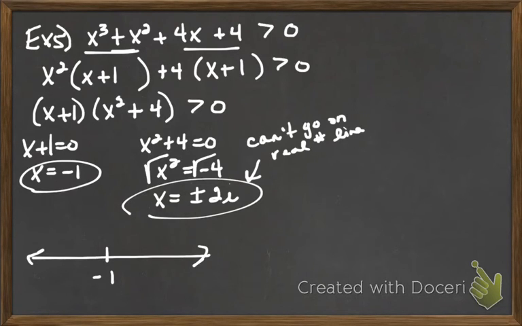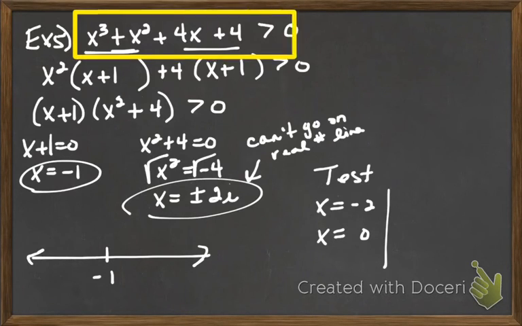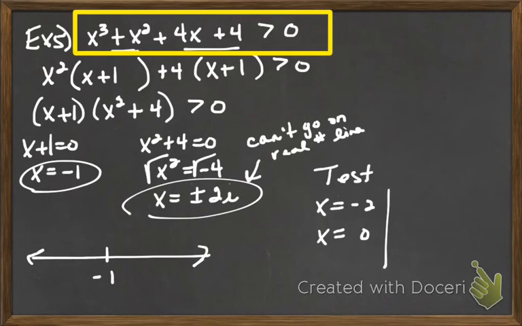And then when you go to decide where you're going to shade and you test, you only have to test two numbers. Pick me two numbers to test. -2 and 0. We're testing back into the original problem. You might have to get your calculator to help you out here.